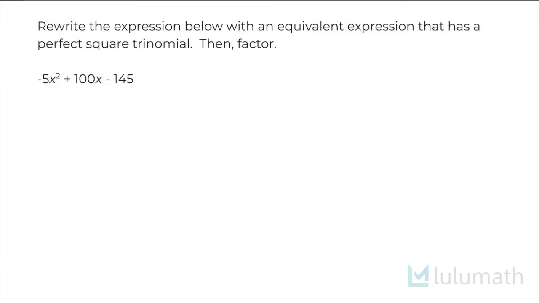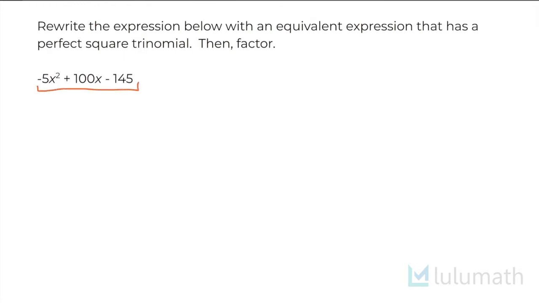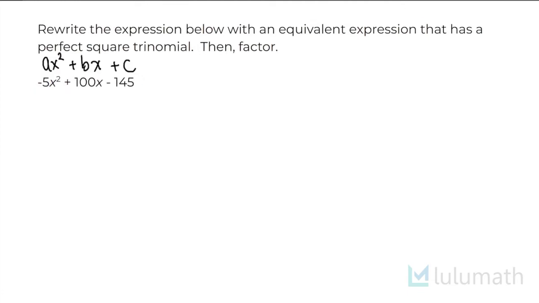In our final example, we're asked again to rewrite the expression below with an equivalent expression that has a perfect square trinomial, and then we're going to factor. Again, our leading coefficient here is not 1, it is a negative 5, so I will factor out that negative 5 from my ax squared plus bx. And don't forget, we're just going to leave the c as is.